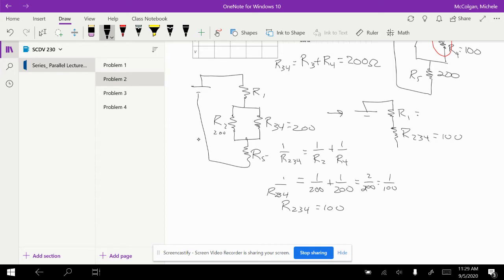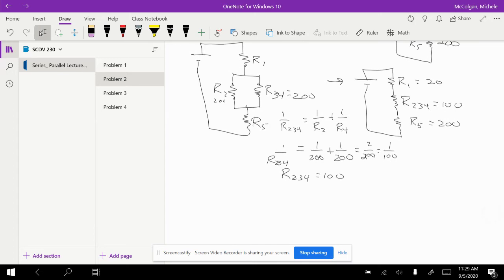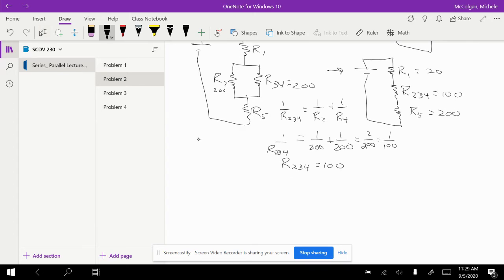This is equal to 200. And R5 is equal to 200. So I'm at a voltage divider. Terrific. So I can find REQ of the total. So REQ is equal to, I just add those together, R1 plus R234 plus R5. And so I get 200 plus 200 plus 100 is 500.